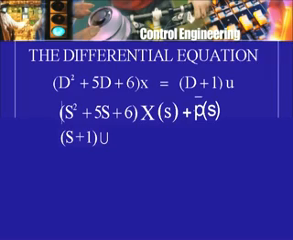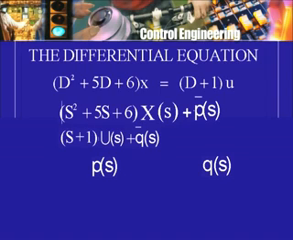On the right hand side what did we get? Similarly to the left hand side, the D plus 1 gives rise to s plus 1 multiplied by U(s). So s plus 1 multiplies the input transform, plus we have a term which contains the initial values of the input, because the input is getting differentiated on the right hand side. So let us write that down as q bar of s, and in fact I am going to write down the coefficient of X(s) as P(s) and the coefficient of U(s) as Q(s).